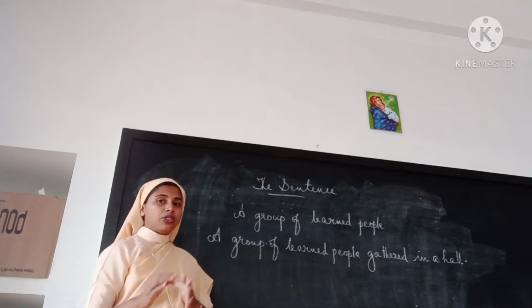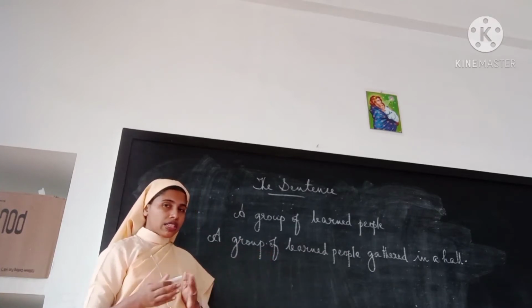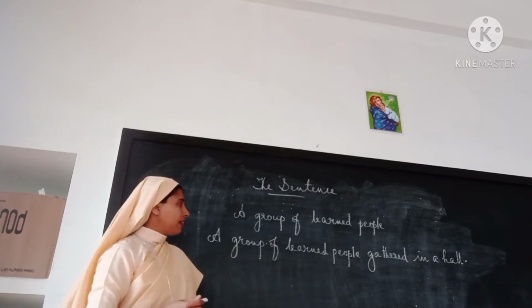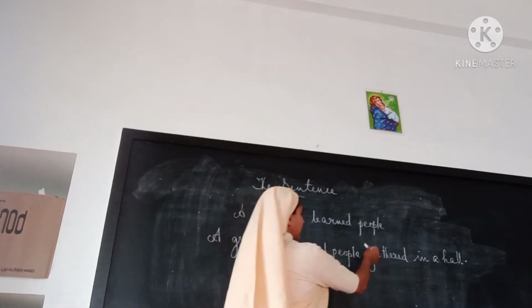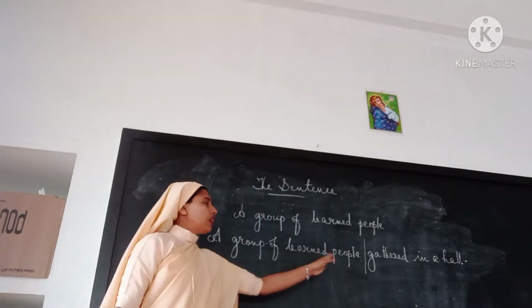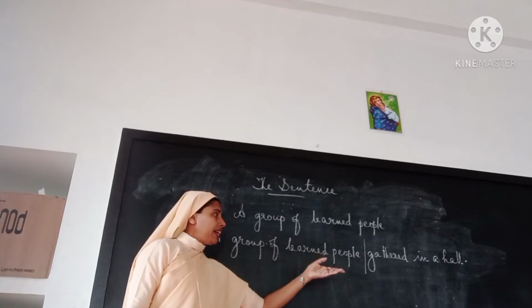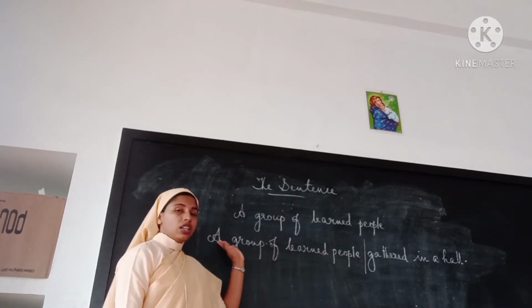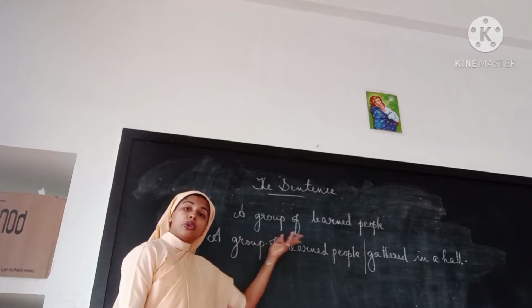Can you divide it into subject and predicate? Where does the verb start? Gathered. Gathered is the verb. That's an action word. So a group of learned people, that is the subject, gathered in a hall, that is the predicate. So the subject can be a group of words.